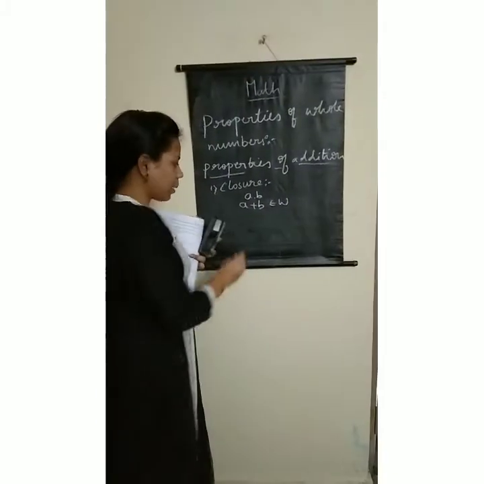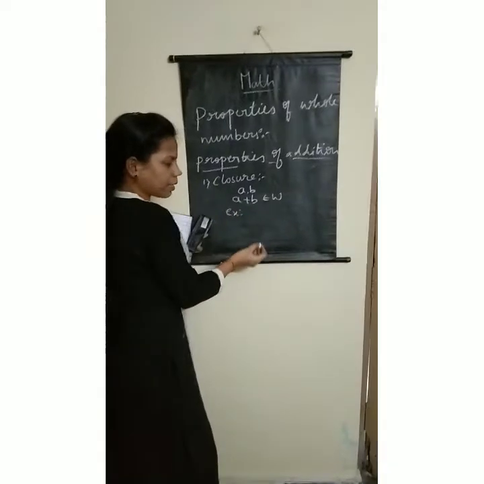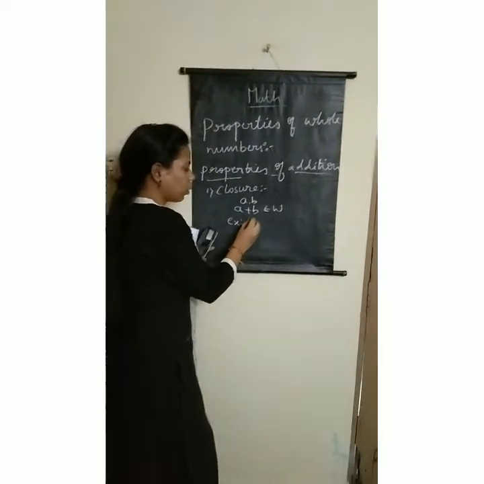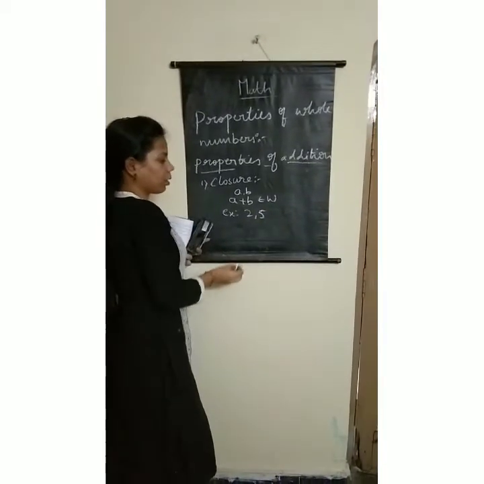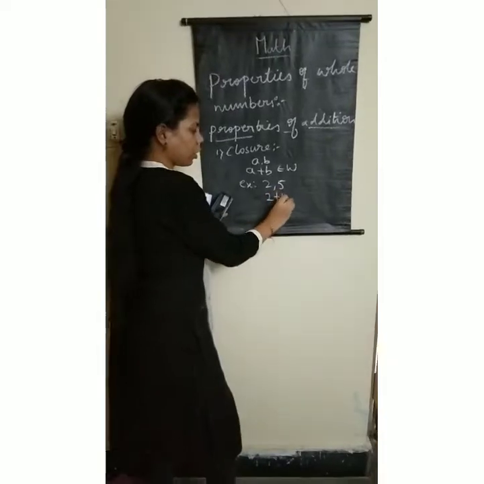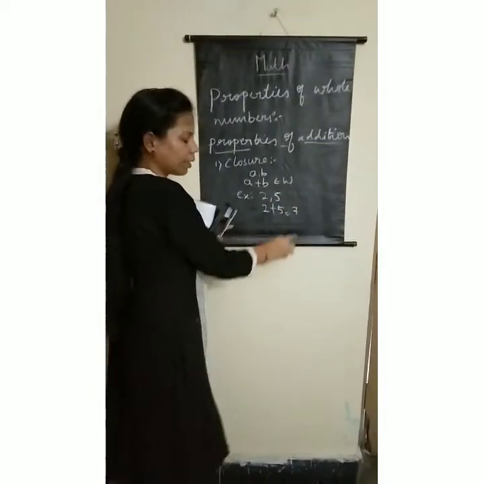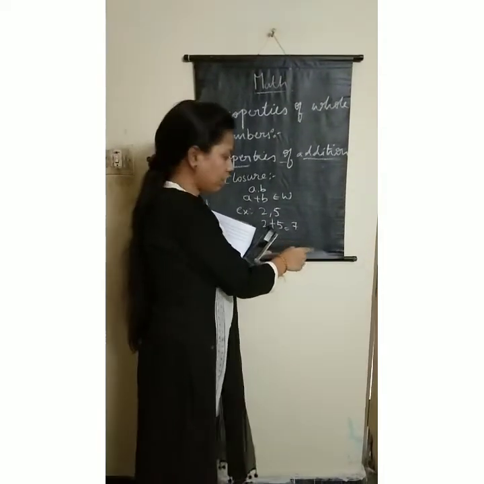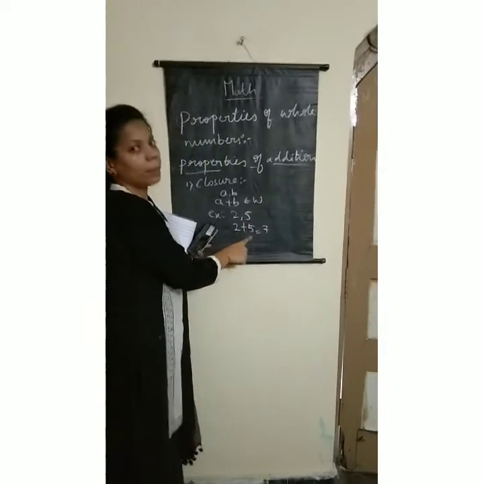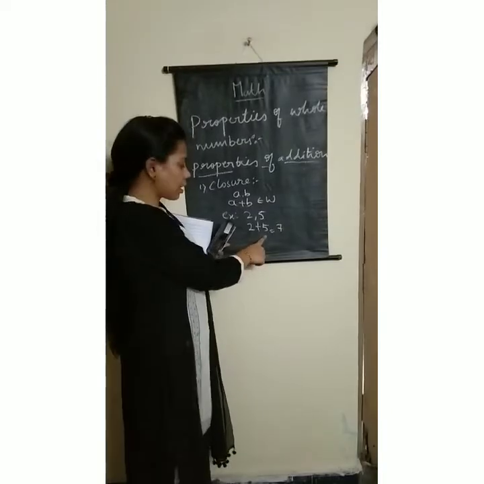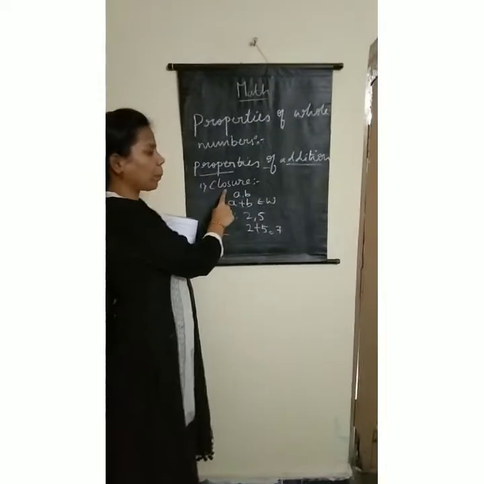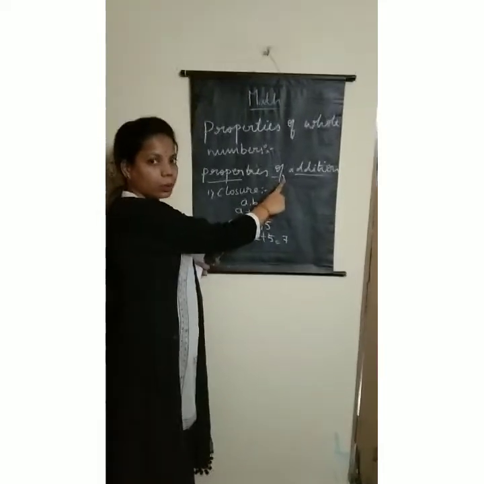Let us take an example. If A is equal to 2 and B is equal to 5, any two whole numbers, then their sum: we should do addition. 2 plus 5 is equal to 7. Is 7 a whole number? Yes. So I have taken two whole numbers, and I proved that their sum is also a whole number. So closure property under addition holds good.